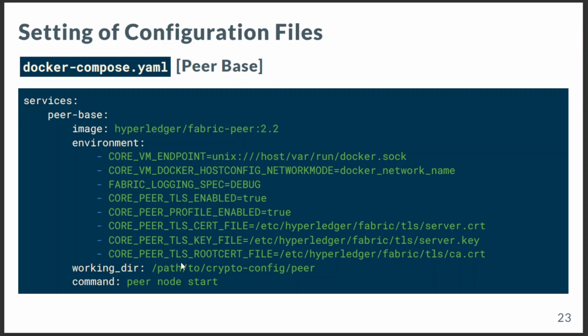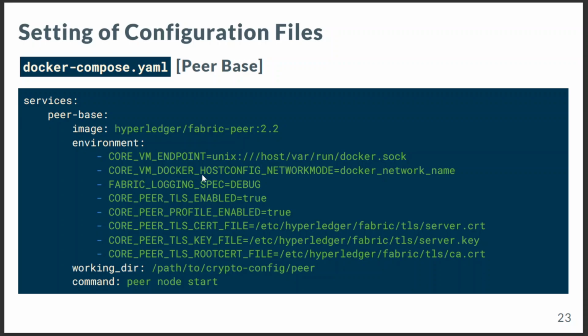So for base, we have the peer base. For a peer container, we have the image hyperledger/fabric-peer 2.2. That's the Docker image and the image tag, 2.2. Next, we have the environment variables. So among the environment variables, we have the core virtual machine endpoint.